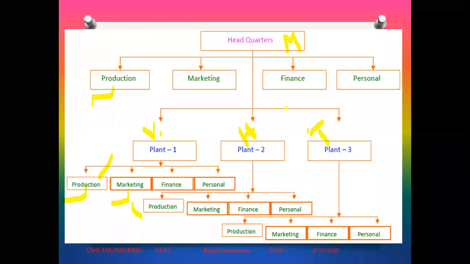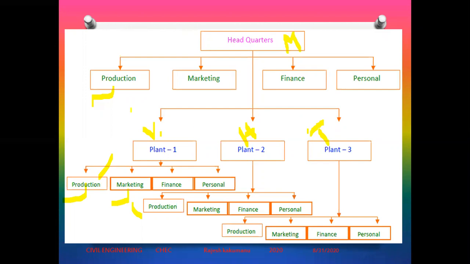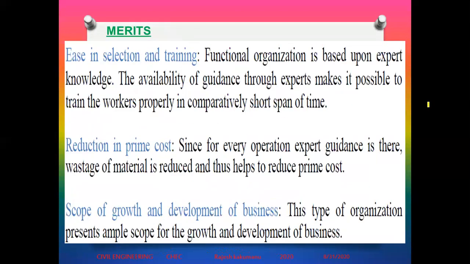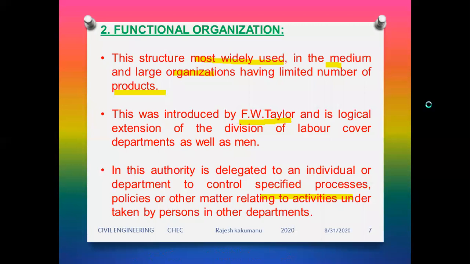So then what they will do: whatever the production things from plant 1, plant 2, plant 3 are coming, these are going into the production department. Whatever the marketing strategies, marketing policies from plant 1, plant 2, plant 3 are coming, this will go to the marketing department. Whatever the finance will go to finance. Whatever the personnel things will go to personnel. So this type of organization setup, we are calling them a functional organization, right? This is a functional organization.